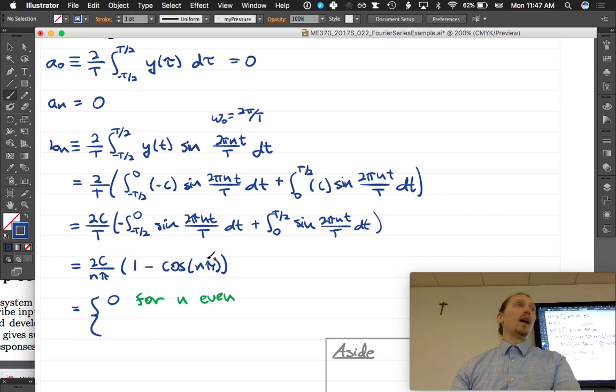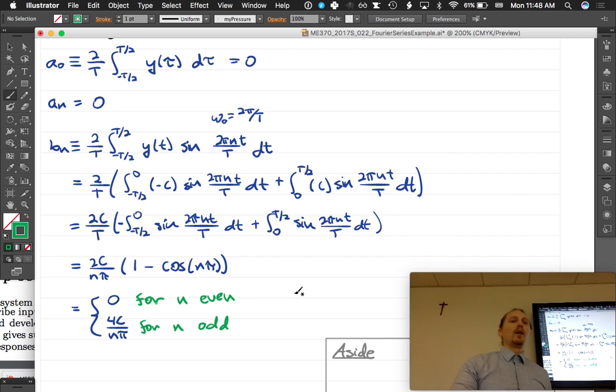And that's true of every time that we have an odd value of n. So it ends up being 4c over n pi. It's not over pi squared, because you made n pi? This is for all cases. I didn't make t n pi. It just falls out. T falls out.